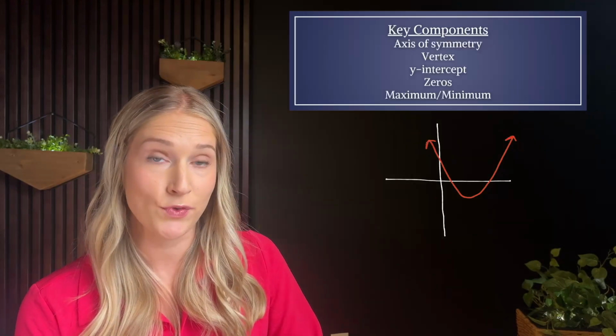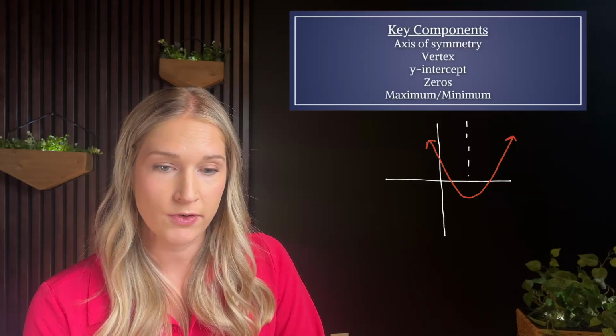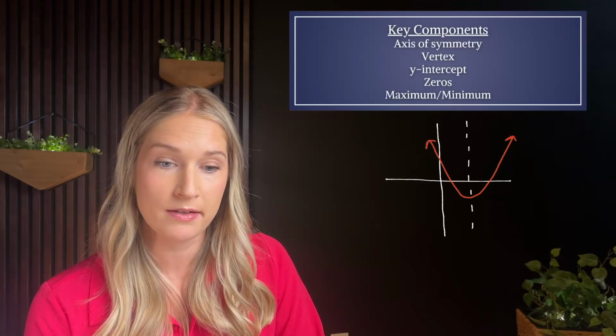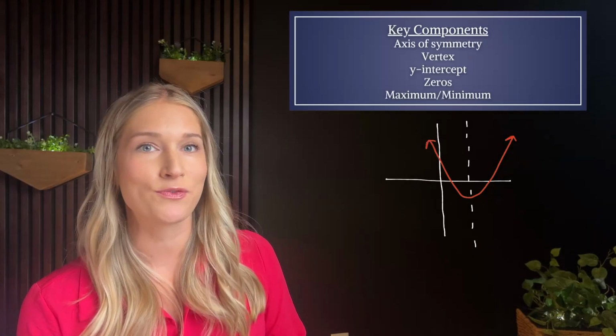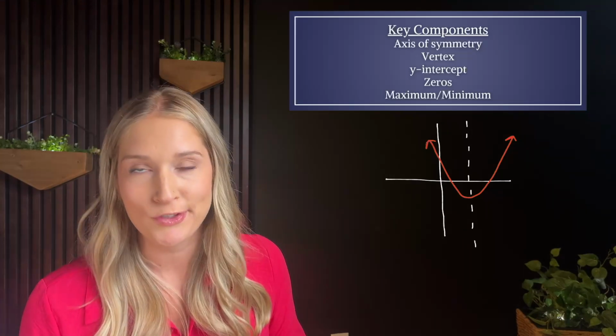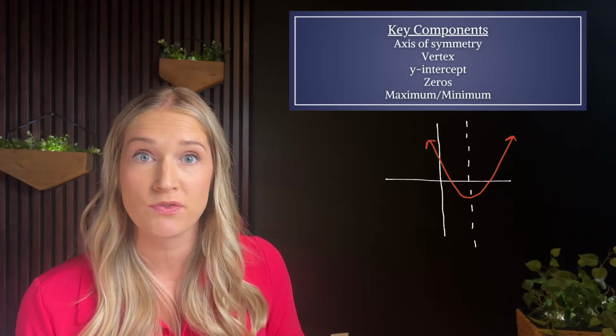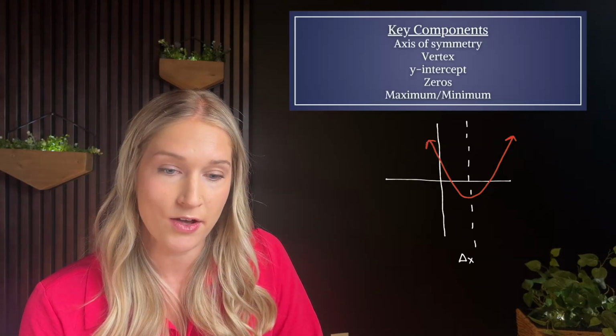Something very useful about parabolas is that if I draw a vertical line straight down through the middle of my graph, we can see that it's symmetric. I could picture folding my graph over that dotted line and it would match more or less. My graph is not perfect, but it would match from the left to the right. This is what we call our axis of symmetry.